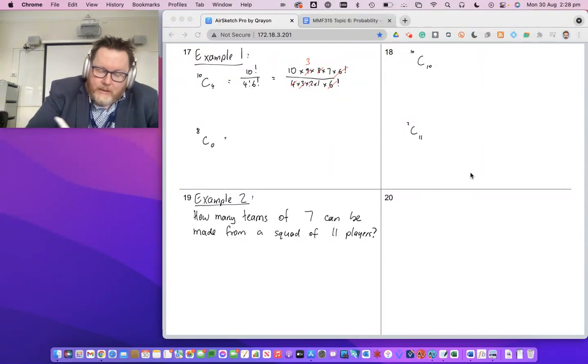So just a lot of cancelling down, and then I can go, that is equal to 10 times 3 times 7 on top. So 3 sevens are 21. So I've got 210 is what 10C4 is.